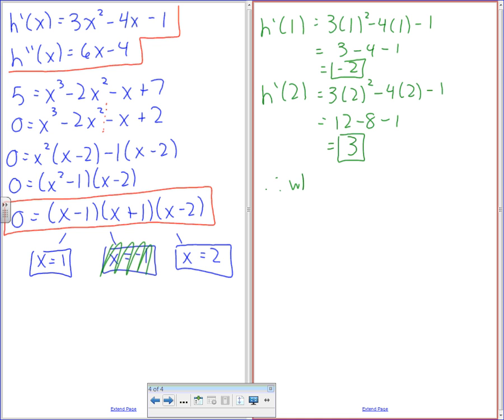Therefore, when the height is 5, the speed is either negative 2 and then 3. Okay. So basically when time is 0, it's probably falling like this to a negative speed, and it hits time 1, and then it's going to move up again at time 2. Are we sort of making sense what's happening here?